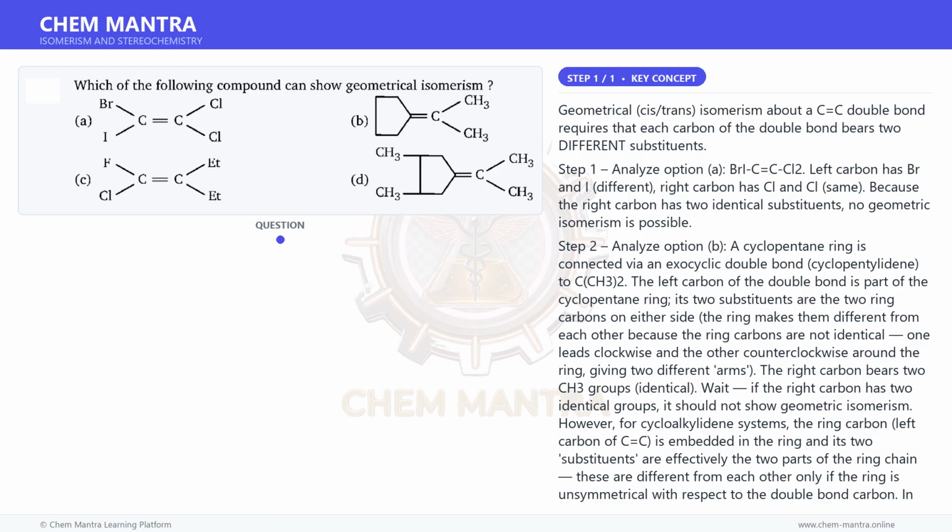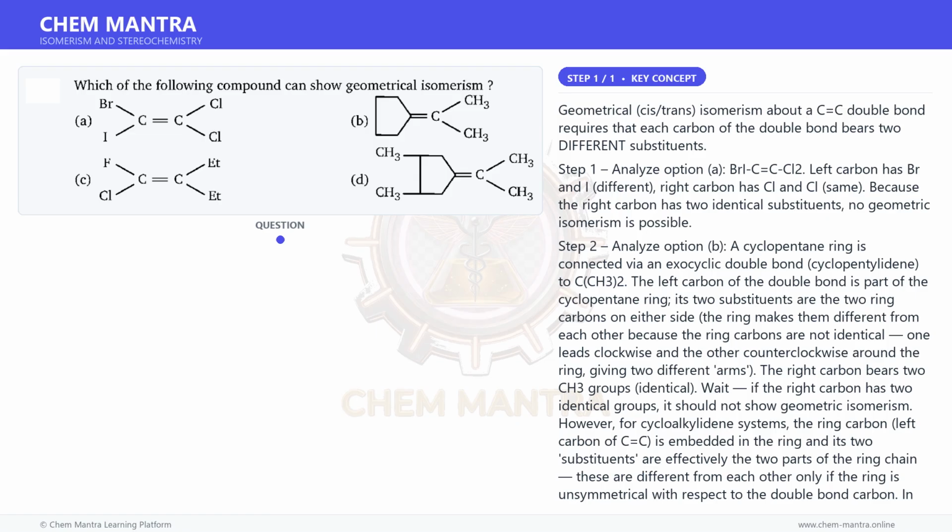A cyclopentane ring is connected via an exocyclic double bond, cyclopentylidene, to C(CH3)2. The left carbon of the double bond is part of the cyclopentane ring. Its two substituents are the two ring carbons on either side. The ring makes them different from each other because the ring carbons are not identical. One leads clockwise and the other counterclockwise around the ring, giving two different arms. The right carbon bears two CH3 groups, identical.